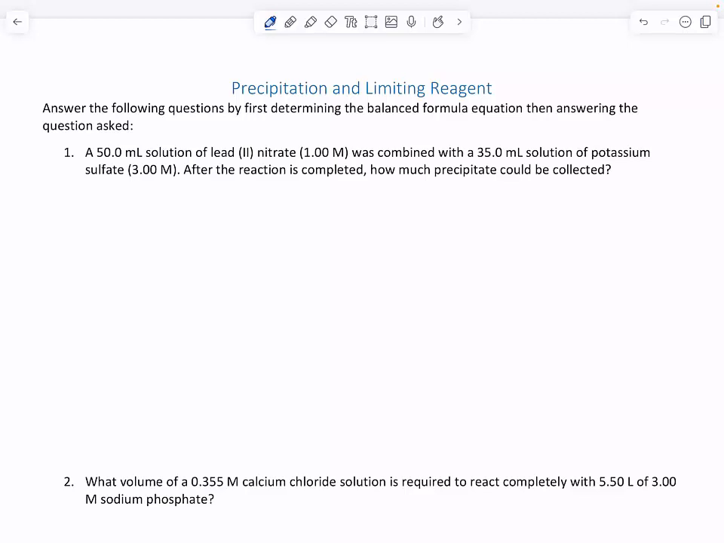The first thing you want to do is write a balanced chemical equation. So if we have lead 2, that is Pb2+, reacting with nitrate, NO3-, and here we have potassium, K+, reacting with sulfate, SO4 2-. So I first need to balance my equation, which means I have lead nitrate plus potassium sulfate. Make sure you're crossing and uncrossing those charges. Yields, what's going to yield?